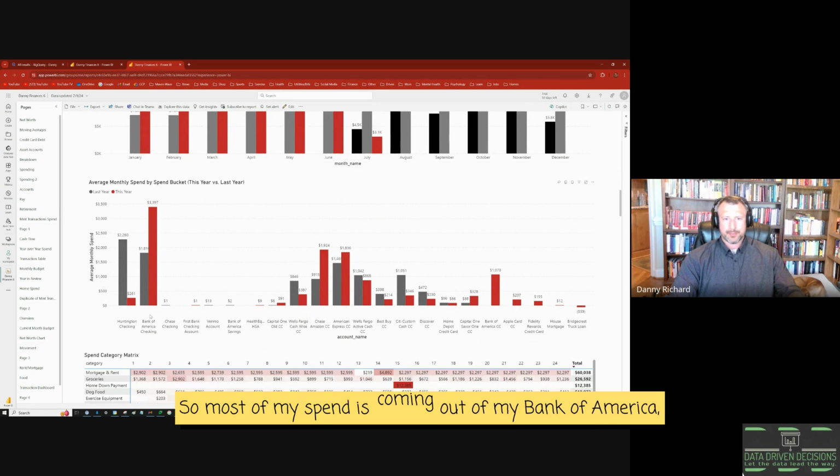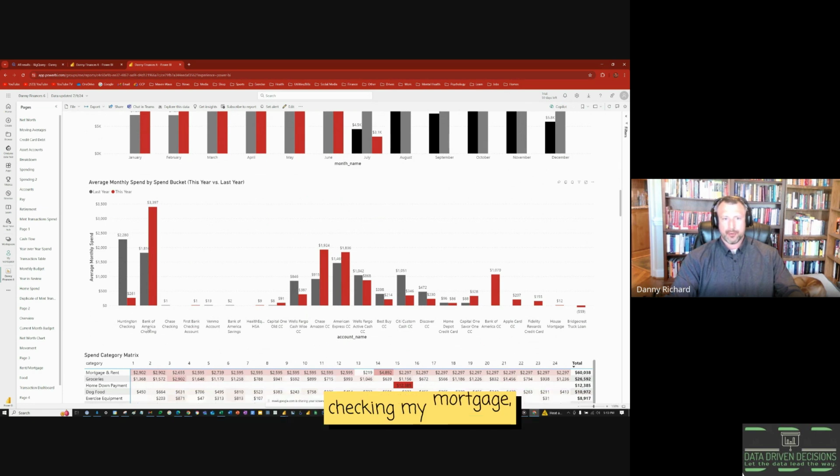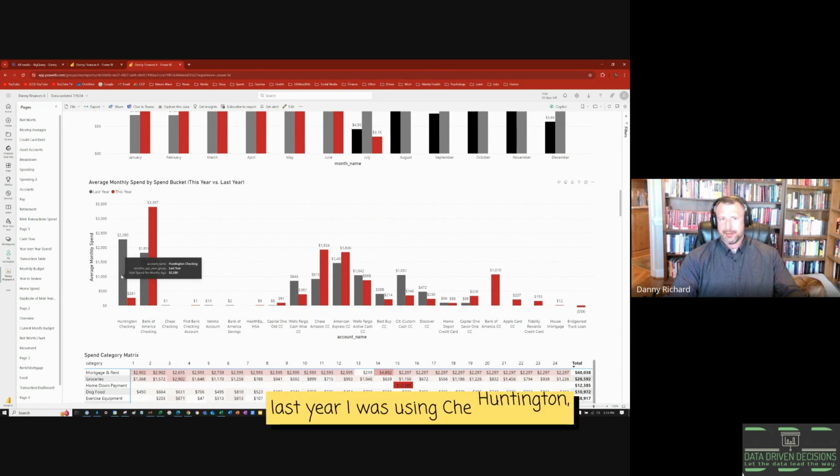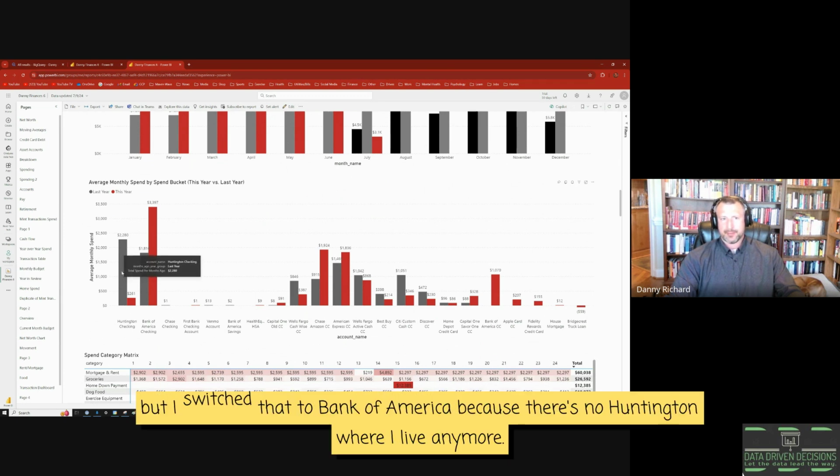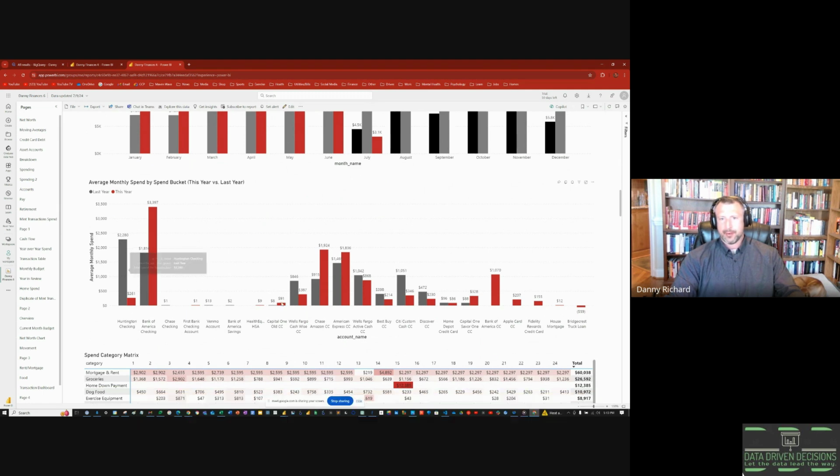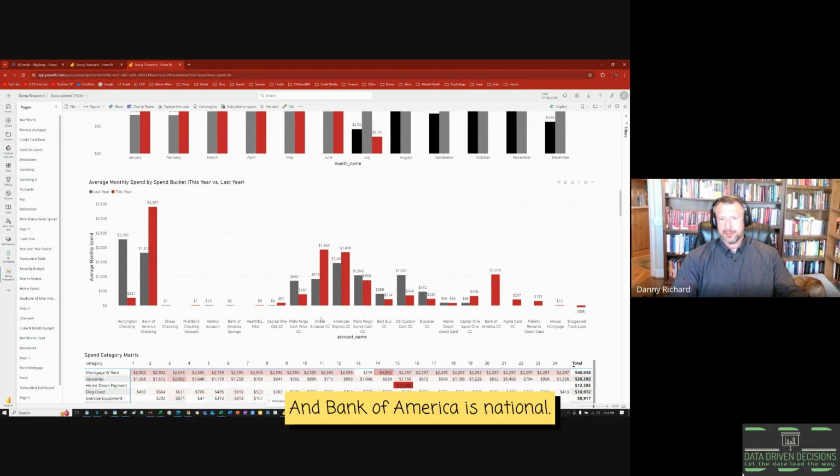That's great. This is by the financial account. So most of my spend is coming out of my Bank of America checking, my mortgage, my utilities. So that's why that's the highest. Last year, I was using Huntington primarily, but I switched that to Bank of America because there's no Huntington where I live anymore. And Bank of America is national. That's a great one to have as your primary.